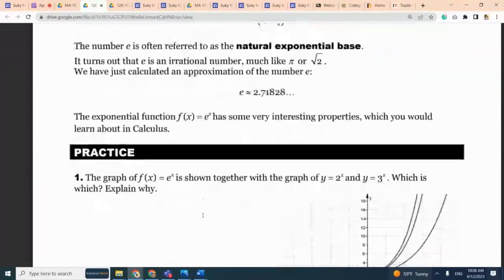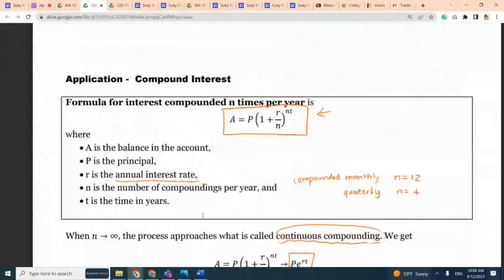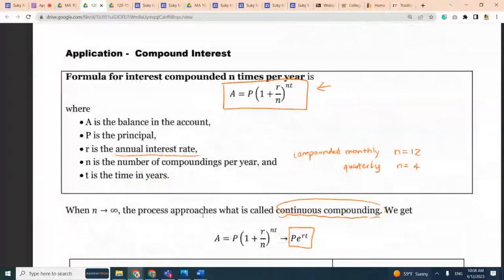The practice I will let you do at home. Okay, application: compound interest. You will have a problem like this in the exam, so put a big star there.